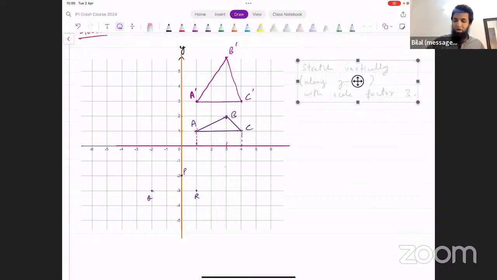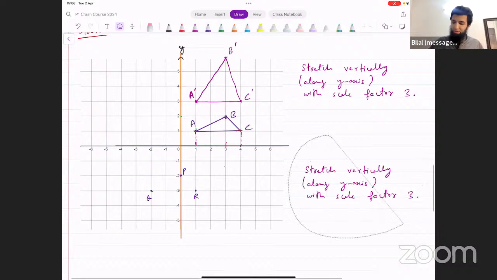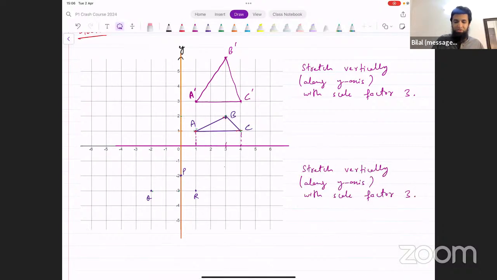Now you could also have horizontal stretch. In horizontal stretch, you would be measuring distance from the y-axis. Now let's try a horizontal stretch. We want to stretch horizontally. That means along the x-axis. The direction of stretch is along the x-axis. So, stretch horizontally.